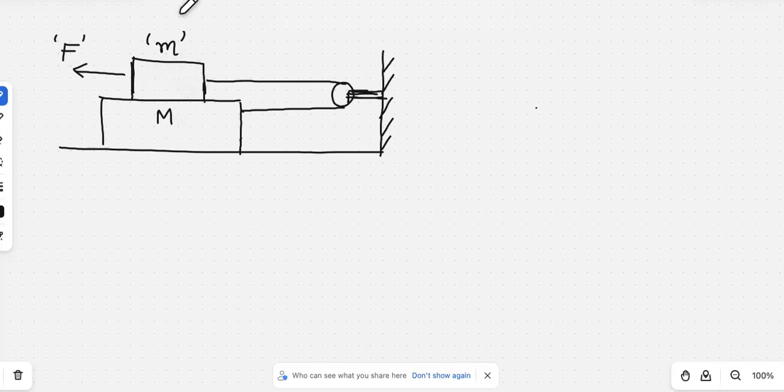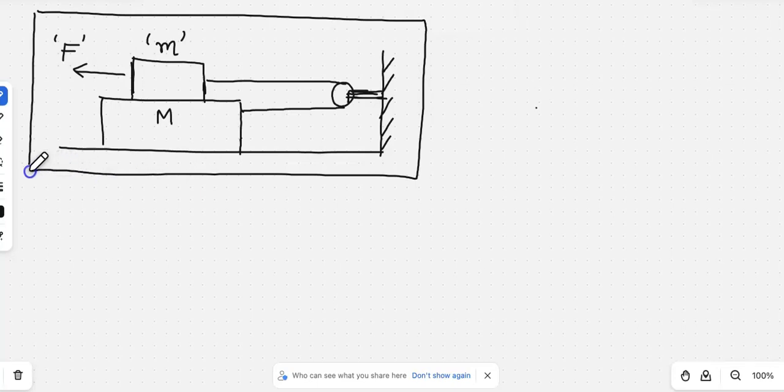Now in this next question, there is a change: this whole system is kept inside an elevator, and this elevator is going down with an acceleration a which is less than g. Now we have to do the same exercise again, that is, we have to find out the capital F force and the acceleration of both the blocks if two times that force is applied. So let's do that question over here.